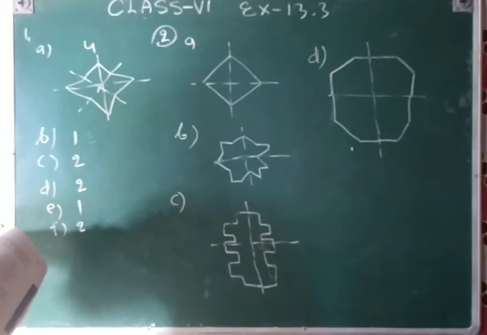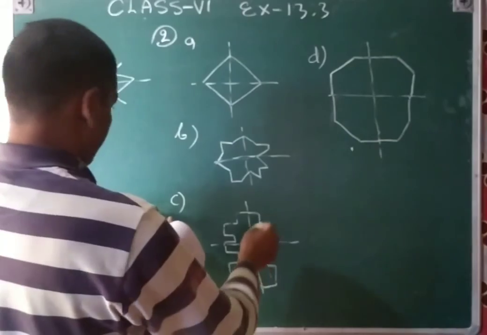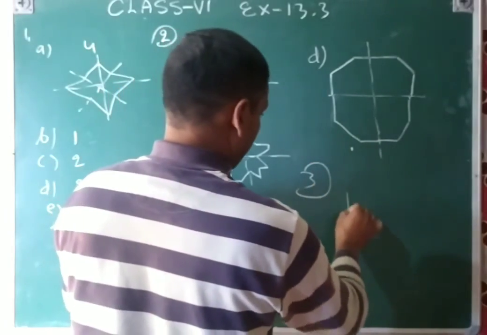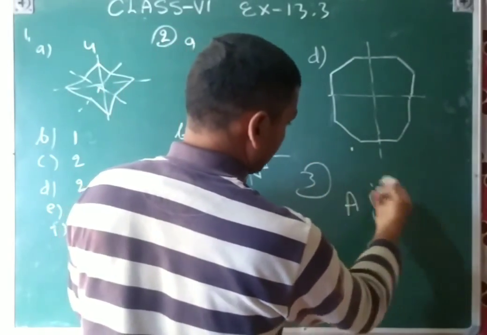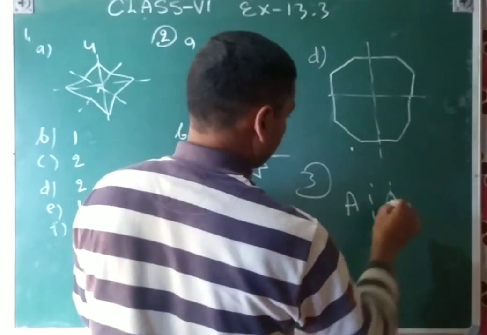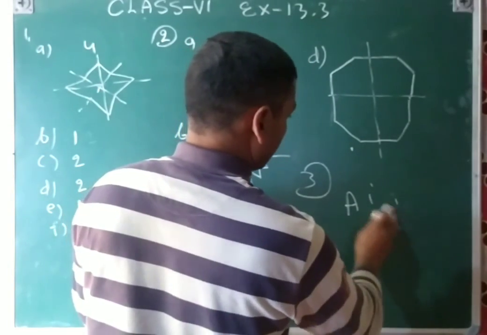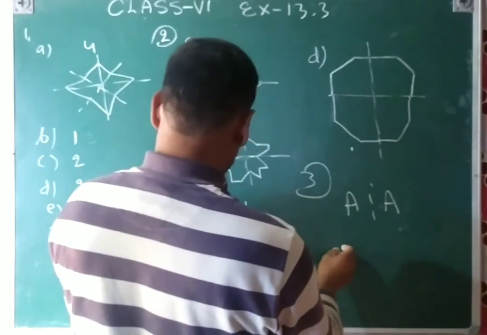In each figure alongside, a letter of the alphabet is given along with a vertical line. Take the mirror image of the letter given and find which letters look the same after reflection. So that will be the third question. That is given A. That is a dotted line, so that will also look like A.